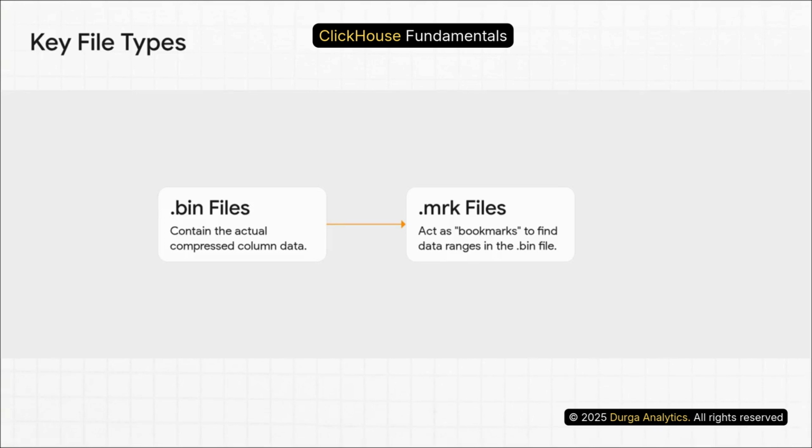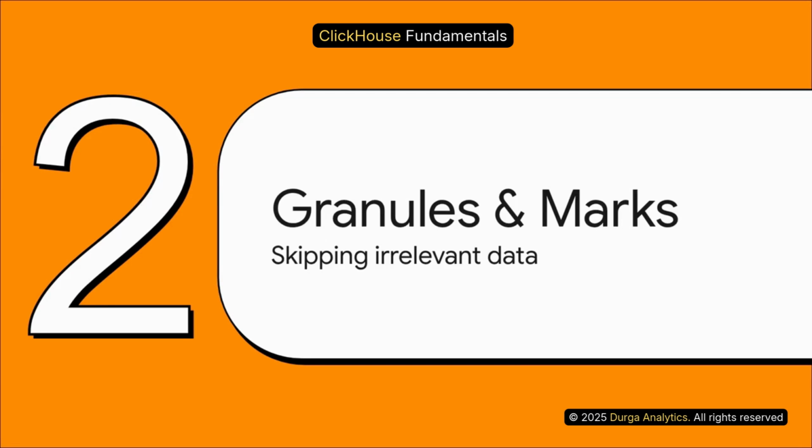And for each of those columns, ClickHouse creates 2 essential types of files. You can think of it like a super organized file cabinet. The first type, the .bin file, holds the actual raw compressed column data. This is the meat, the content of your folders. And the second type, the .mrk file, acts like a set of bookmarks or index tabs, telling ClickHouse exactly where to find things.